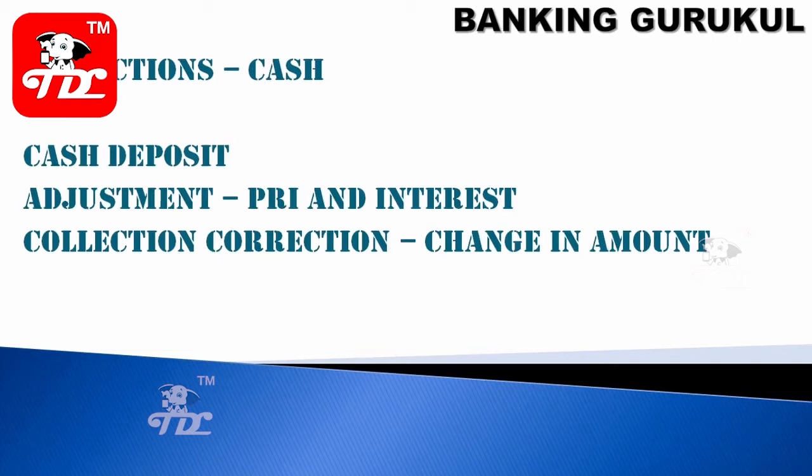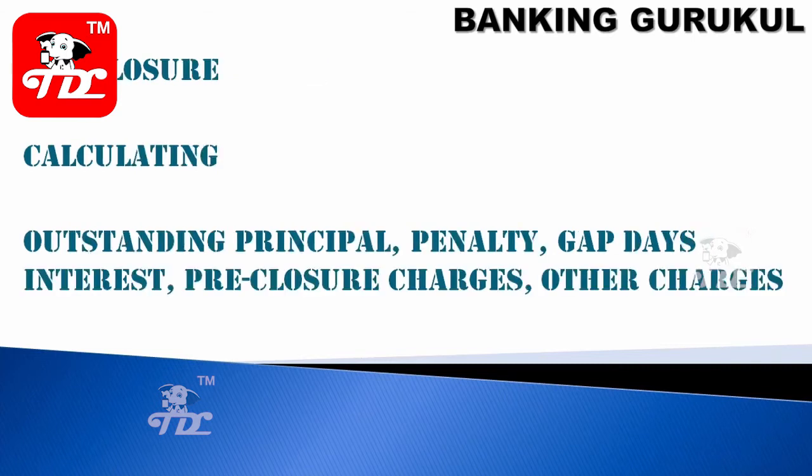So if the collection or repayment amount comes through cash mode, then we have to deposit the cash into our account, then it should be transferred to the loan account. In the adjustment entries, see what is the principal outstanding, what is the OD interest, everything. Whatever cash is collected should be adjusted to the principal and interest. And here also, sometimes the normal collection was 1500 rupees, but we have received only 500 rupees. So then you have to do the correction also, changing the amount.